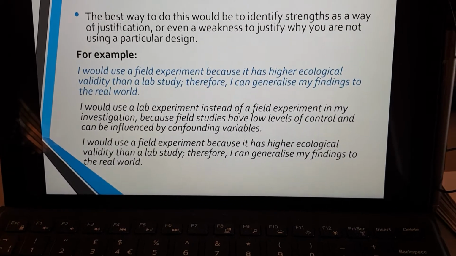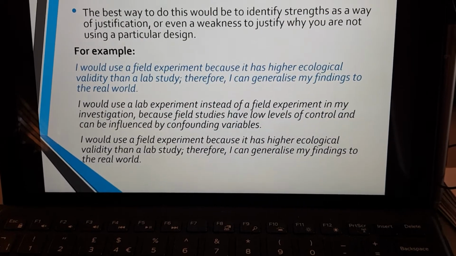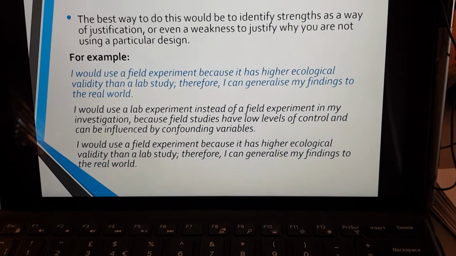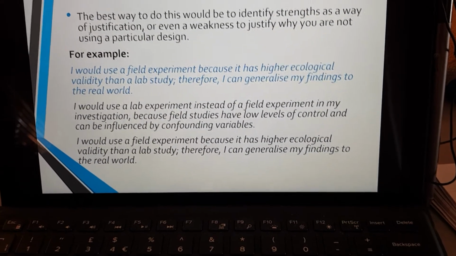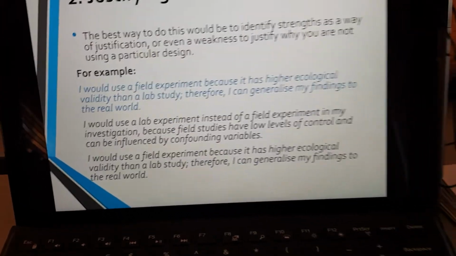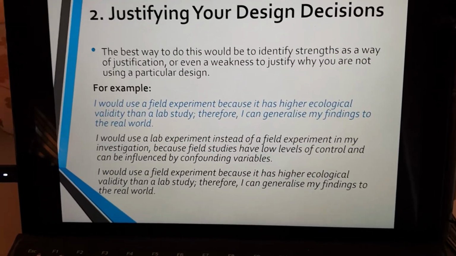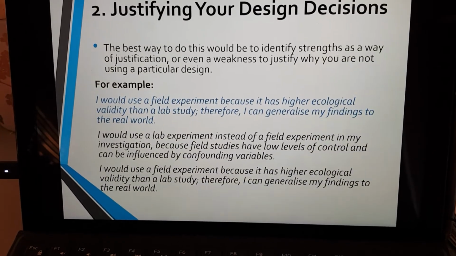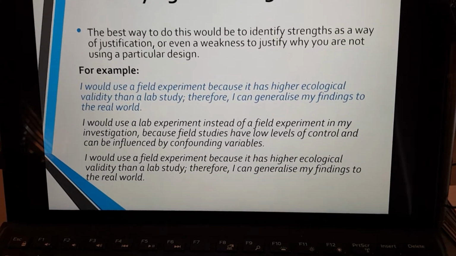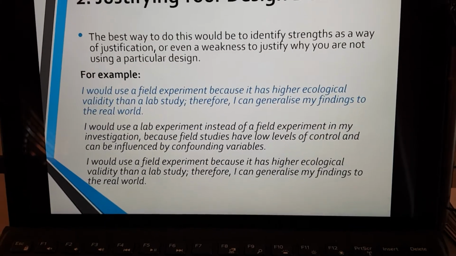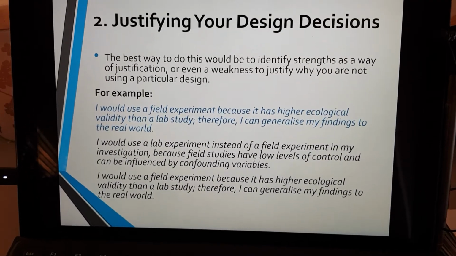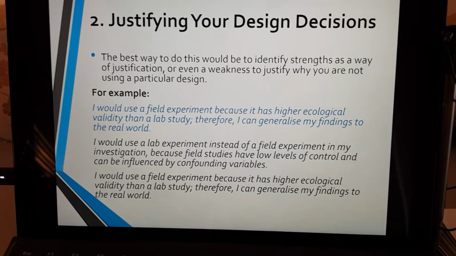Yeah, so I would use a lab experiment because what you're doing here is explaining the weakness of the alternative method: field studies have low levels of control and may be influenced by confounding variables. Okay, so there's different ways of answering this second point. It's either a strength of your method, so you need to know your stuff, or it's a weakness of alternatives. Okay, so you've identified what you're going to do, you've justified why you're going to do it.